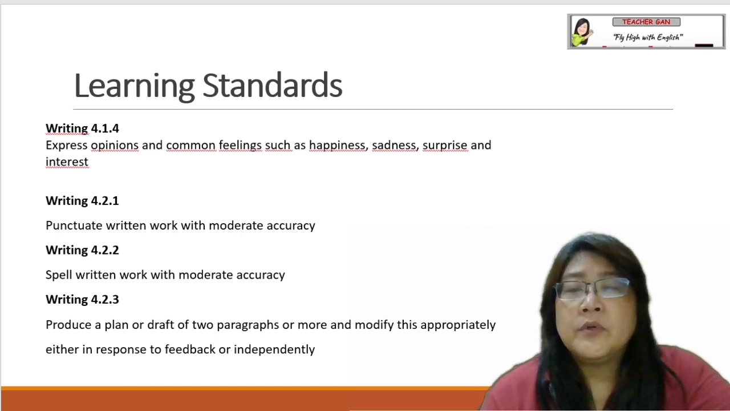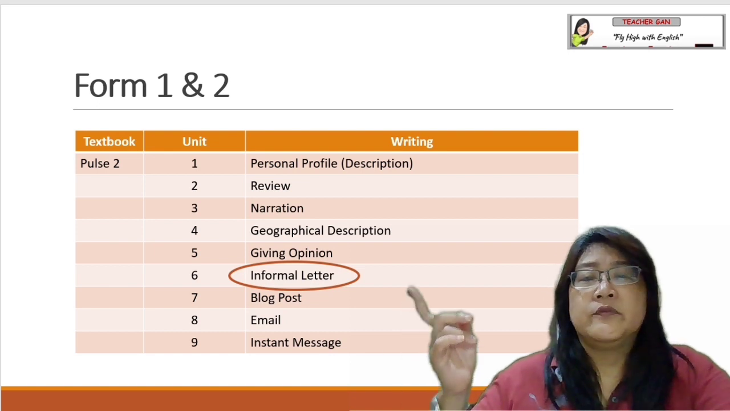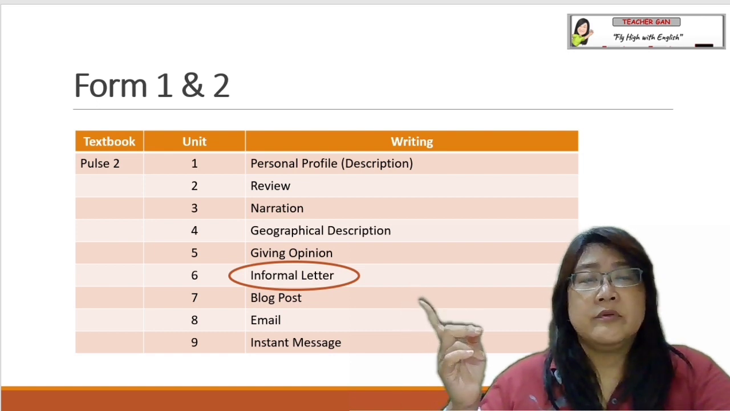Writing 4.2.1, punctuate written words with moderate accuracy. Writing 4.2.2, spell written words with moderate accuracy. And Writing 4.2.3, produce a plan or draft of two paragraphs or more and modify this appropriately, either in response to feedback or independently.